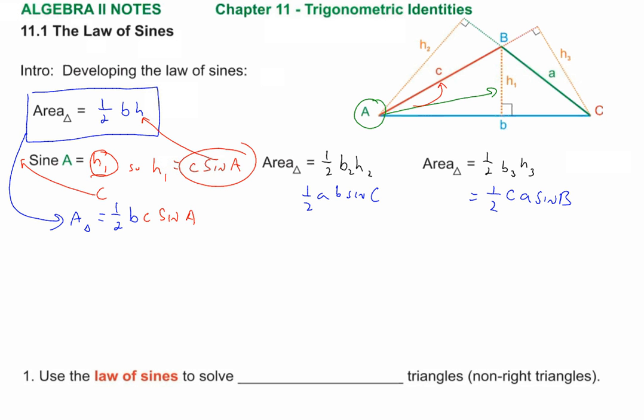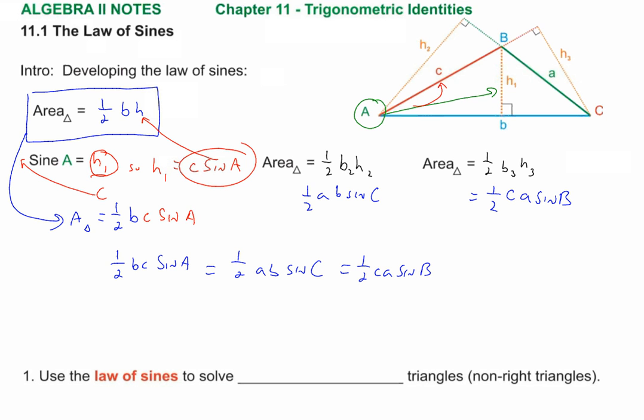Okay. Because all these are equal, I'm just going to set them equal to each other. So I'm going to take all three and use this equal sign between. So 1/2 BC sine A equals 1/2 AB sine C equals, and then the third one, 1/2 CA sine B. Just took all three and made them equal to each other. Because guess what? All the areas are equal because it's the same triangle.